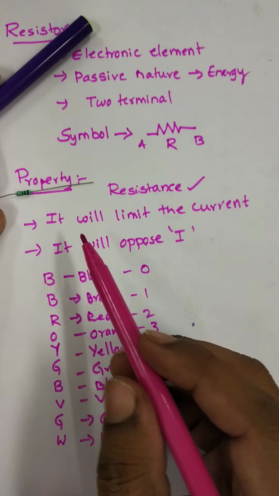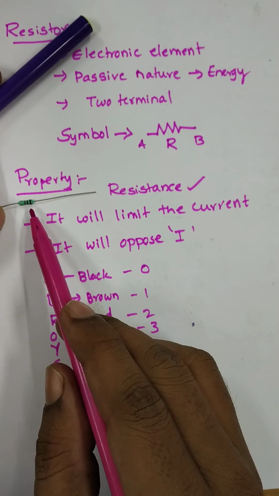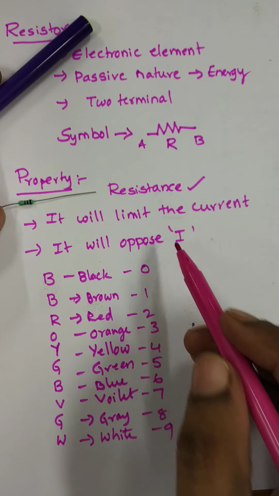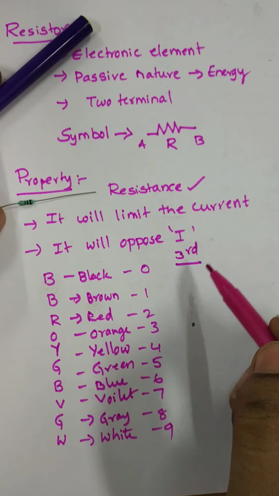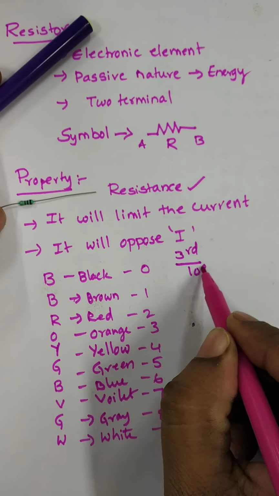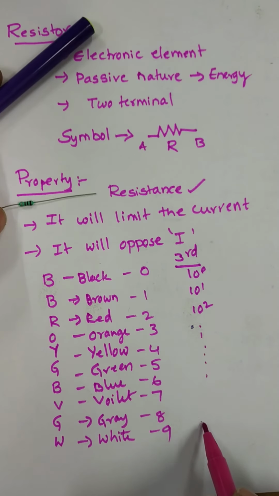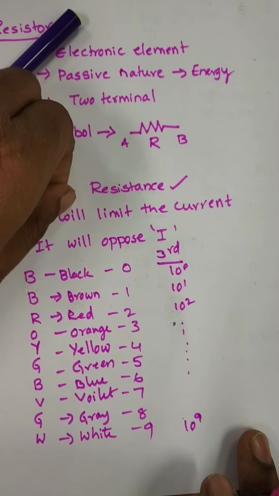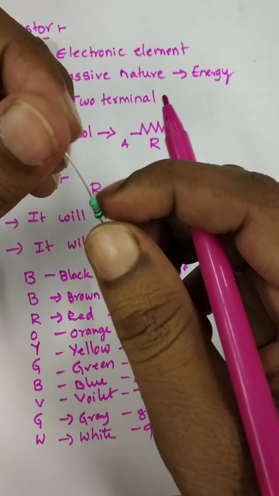For the first two colors, we will take the numbers as they are. For the third color, we will take it as a multiplier: 10 power 0, 10 power 1, 10 power 2, and so on up to 10 power 9. Now we will try to calculate the value of this resistor.